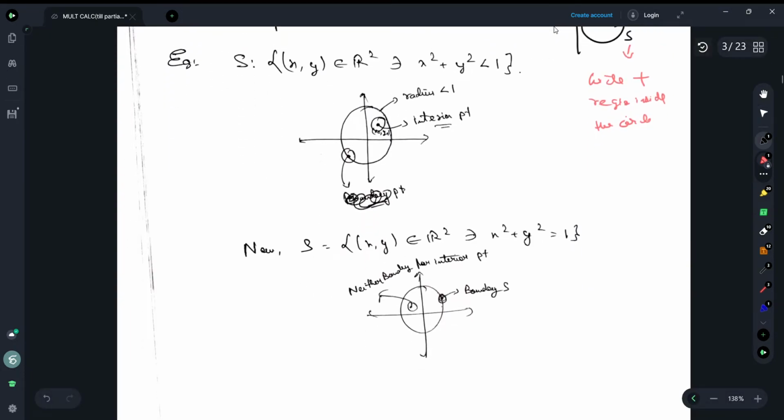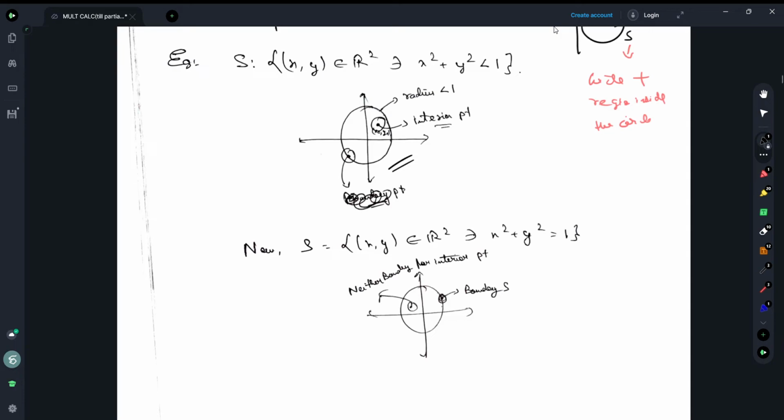Now see, this is the first example. You have a region (x, y) belonging to R square where x square plus y square is less than 1. That is, you have a circular region, but the circumference of this region is not existing. Is it clear? You have a circular region, but the circumference is not existing.